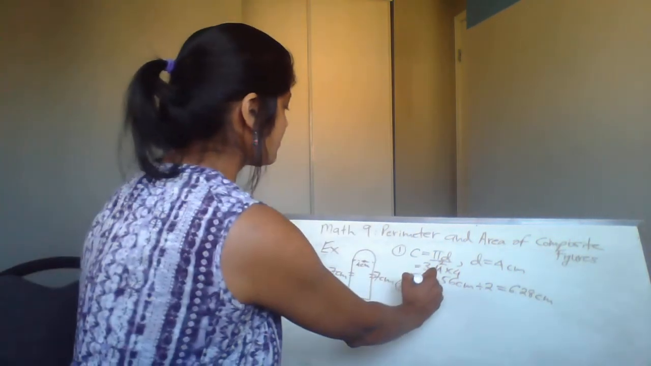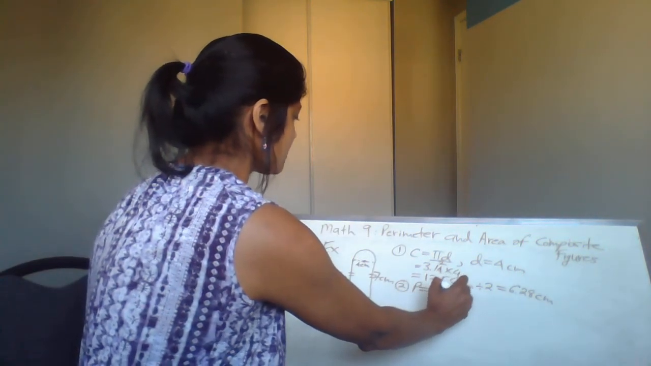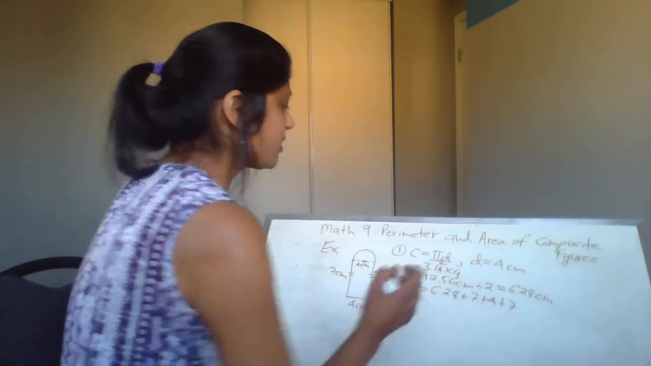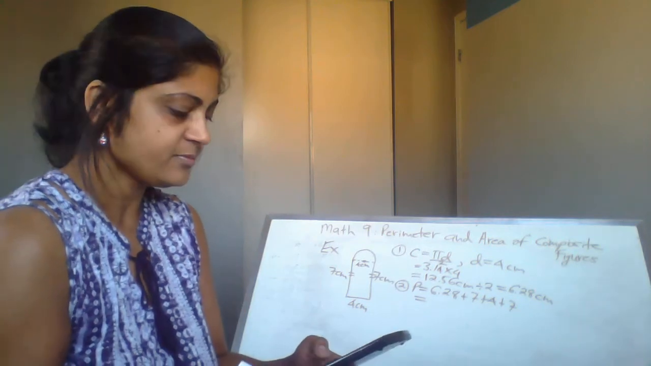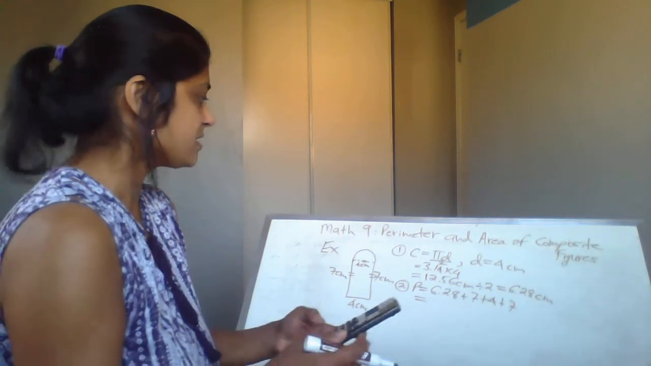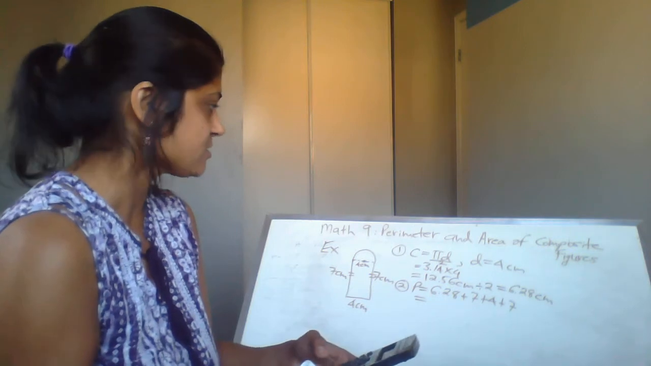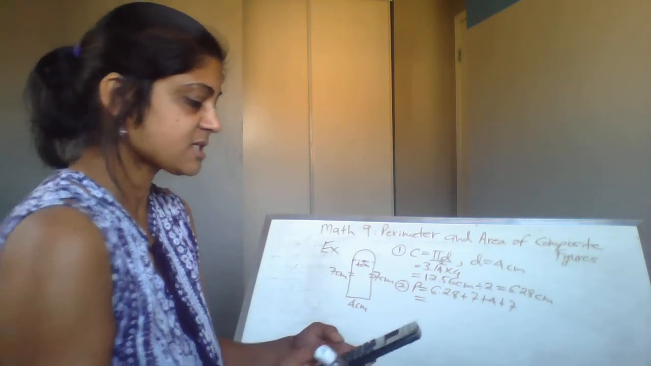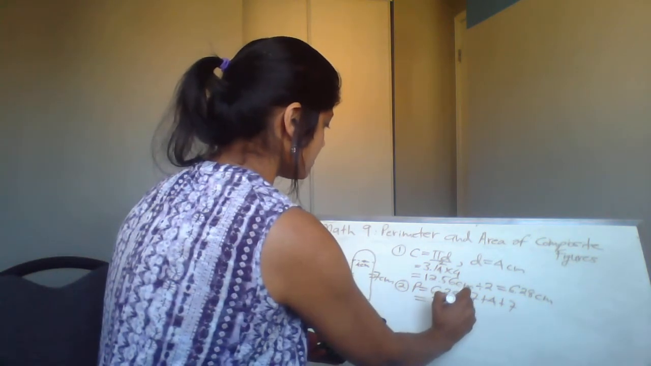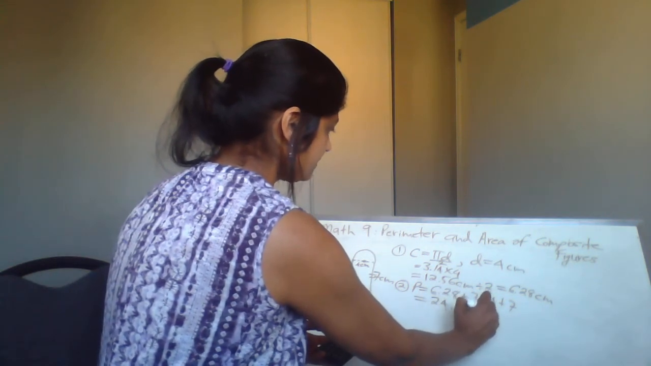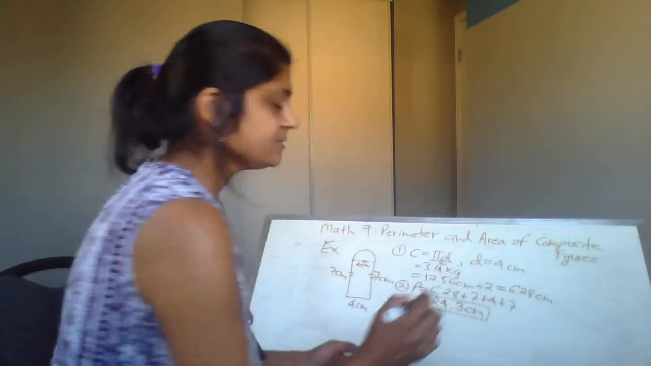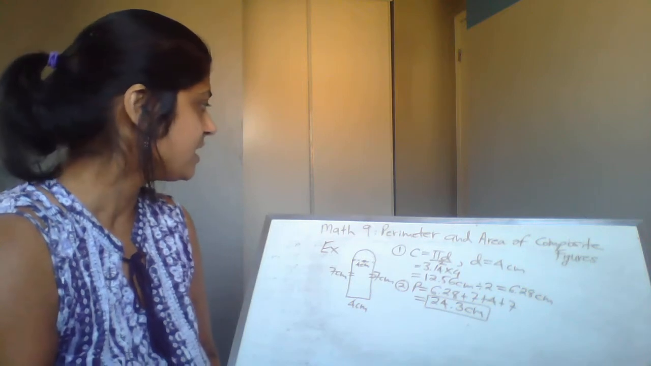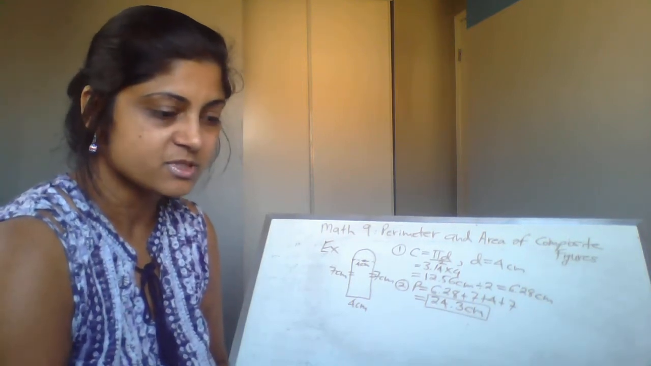And in the second step, we can actually add all of these together. So 6.28 plus 7 plus 4 plus 7. So we're adding all the sides together, and this is going to give me the perimeter. So 6.28 plus 7 plus 4 plus 7. We're going to round this to 1 decimal, so 24.3 centimeters. So you can see that this is my final answer for the perimeter of this composite figure.